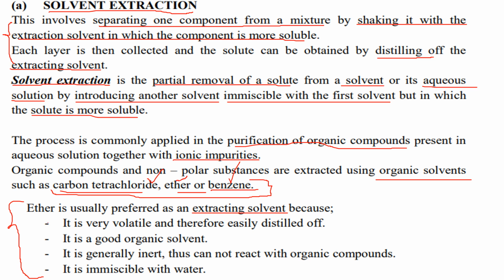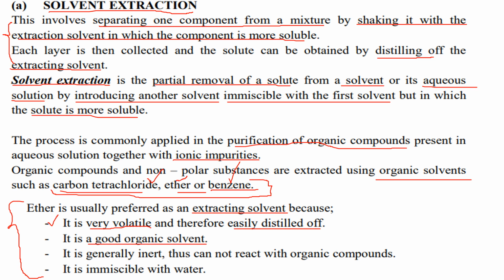Roman number 1, the reason being it is very volatile. Ether is a very volatile liquid and therefore can easily be distilled off. Roman number 2, ether is a good organic solvent.